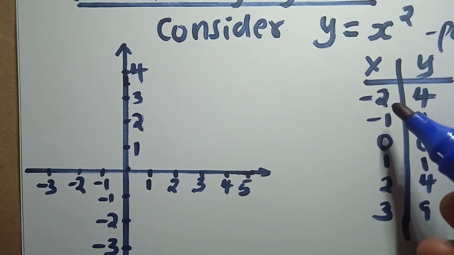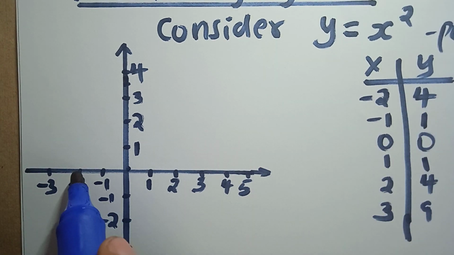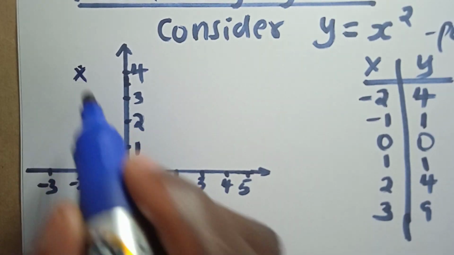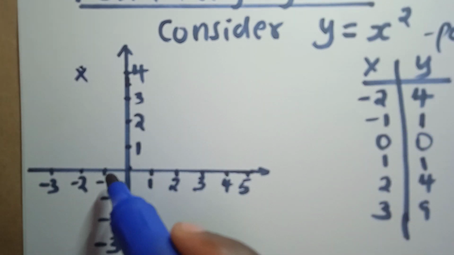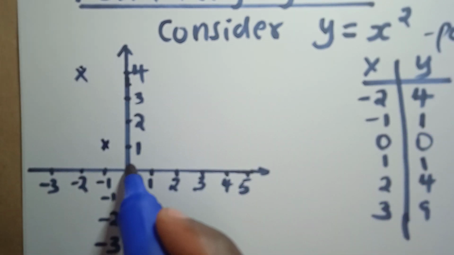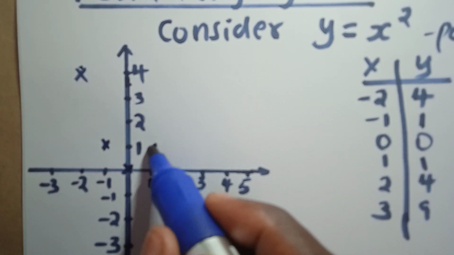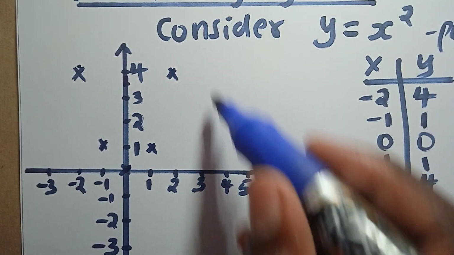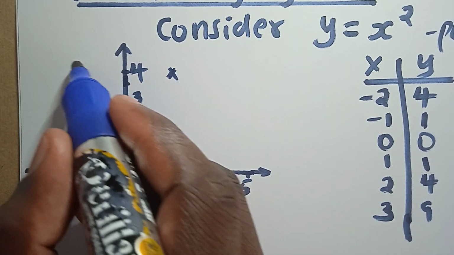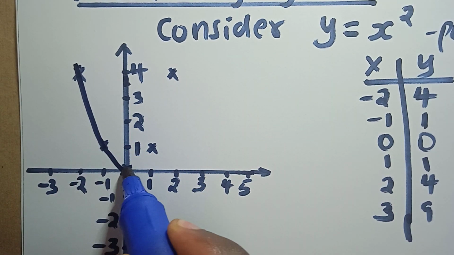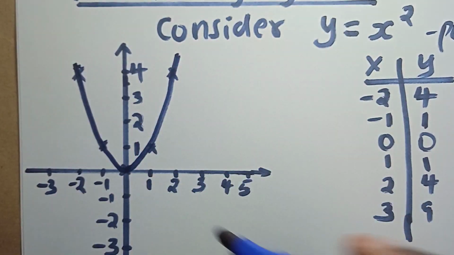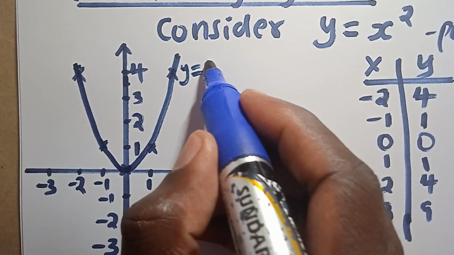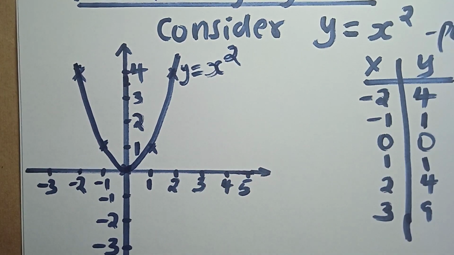For example, for x equal to -2 here, we have 4. You can put a small plotting there. Then for -1 we have 1. For 0 we have 0, for 1 we have 1, and for 2 we have 4. If you add 3, we'll have to add 9 there. So you can plot this curve, a nice smooth curve, just a sketch, and have it as y is equal to x squared. Now that is what we have.